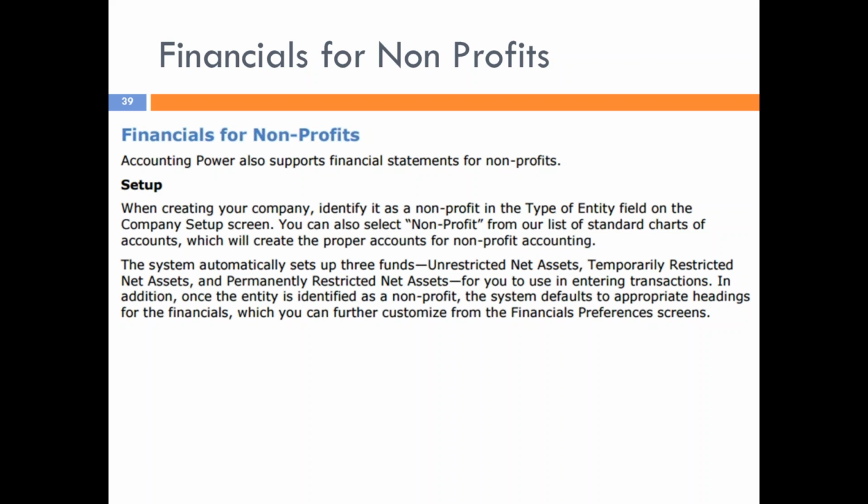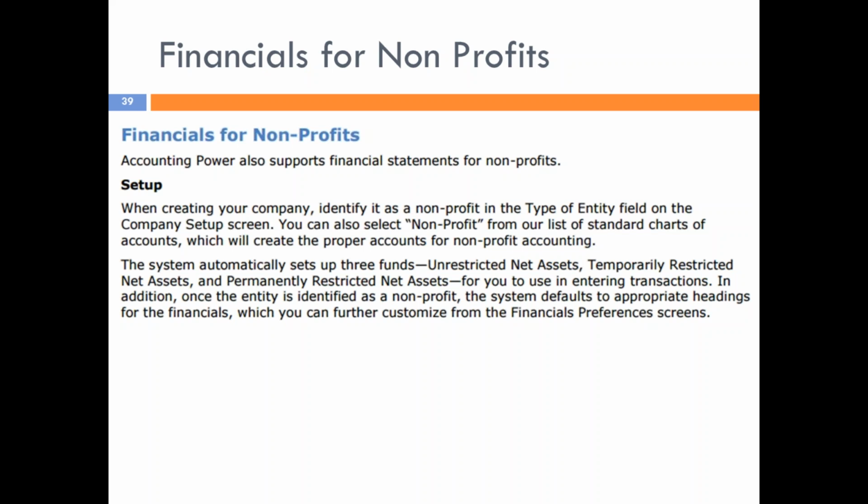And if you want to edit those or do anything, you go to the same place in the screen under company where departments would be. And you can change the names or add additional funds there. And once these are set up, they will now print properly on the financial statements.